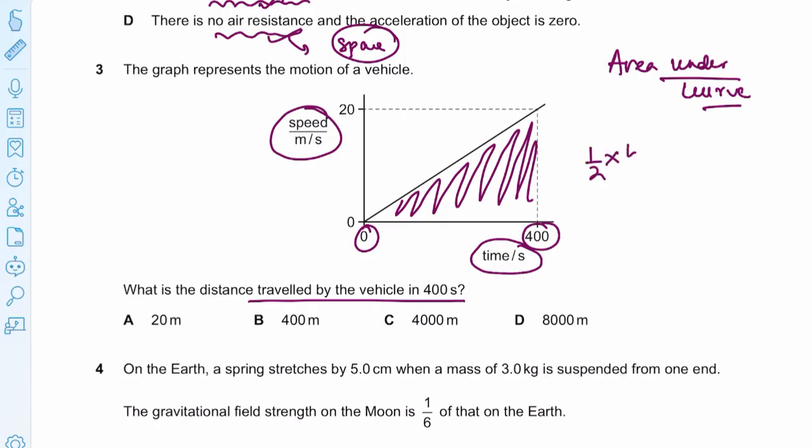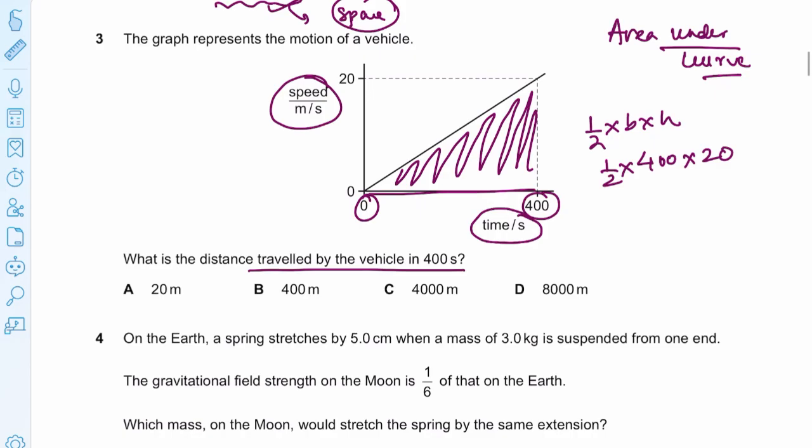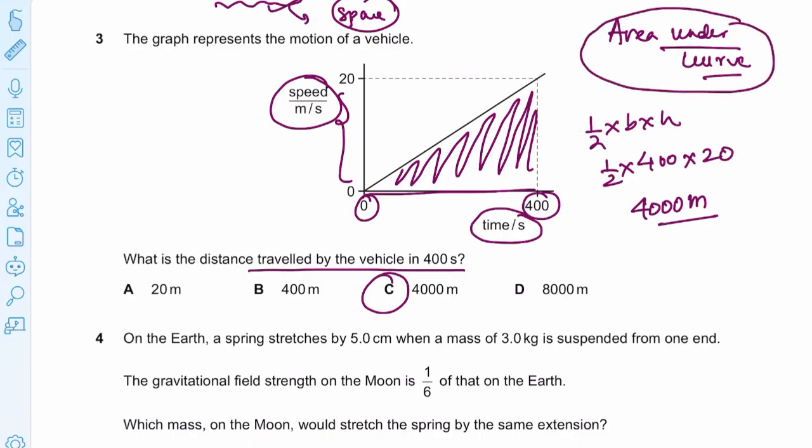This will be half times base times height. So half times base, which is given as 400, and height is given as 20. This is the height, right? If you multiply it, I'm getting 4000 meters. So answer C will be the answer. Got it, everyone? Remember, the area under the curve of a speed-time graph gives you distance.